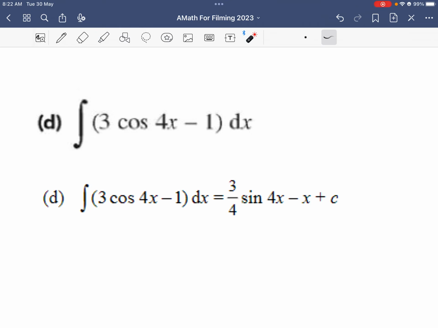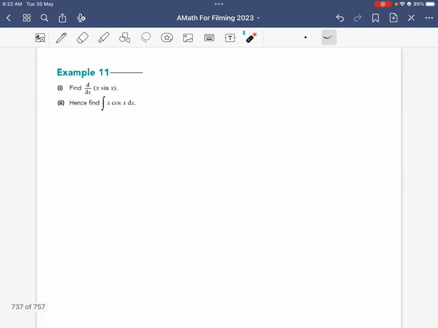Part D, 3 cosine of 4x minus 1. So same thing, cosine integrated gives you sine of 4x. You differentiate the 4x, you get 4. So it's 3 divided by the 4 over here. Then negative 1 integrated is negative x. And don't forget your integration constant, plus c.